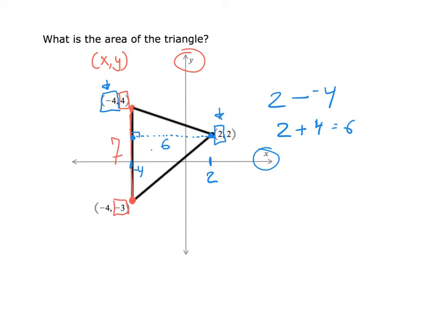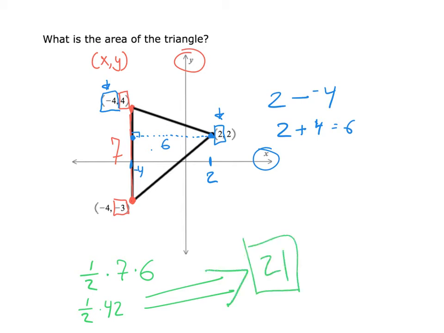All I have to do now is plug that into my formula, which is 1/2 times the base, which I'm going to call 7, times the height, which is 6. That's 1/2 of 42. And that gets us to our grand total. We're done with this problem: 21. How exciting. Awesome. The answer is 21, and my units are square units. Let's move on to the next example.